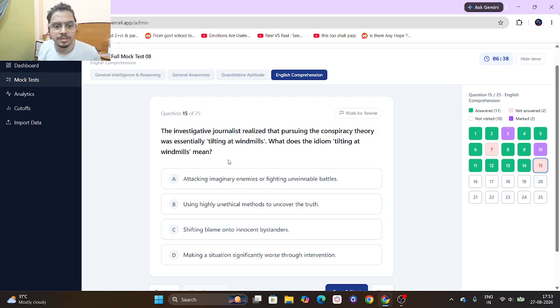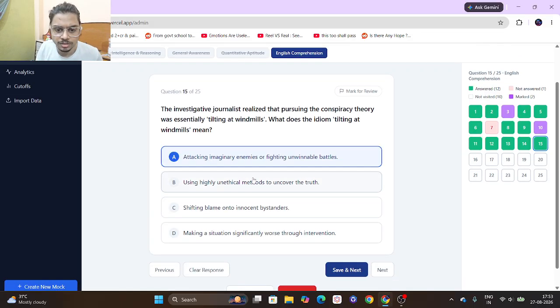Next. The investigative journalist realized that pursuing the conspiracy theory was essentially tilting at windmills. What does the idiom tilting at windmills mean? Tilting at windmills means chasing imaginary enemies, attacking imaginary opponents. Using highly unethical methods, shifting blame onto innocent bystanders? No, could be, but no. Making a situation.